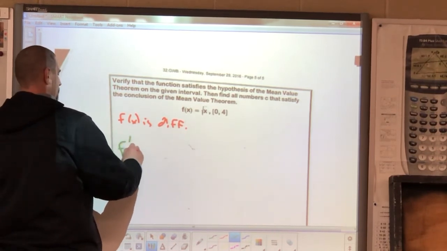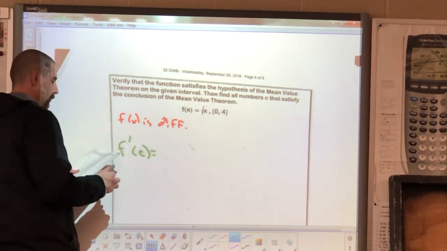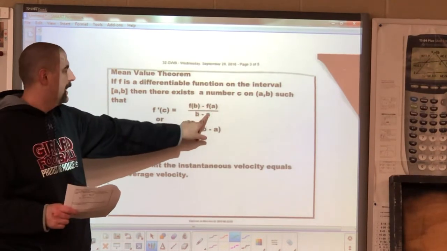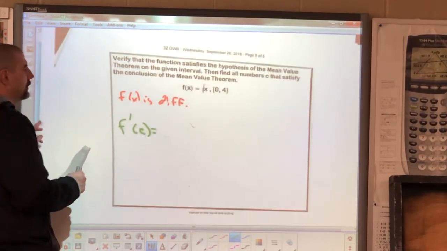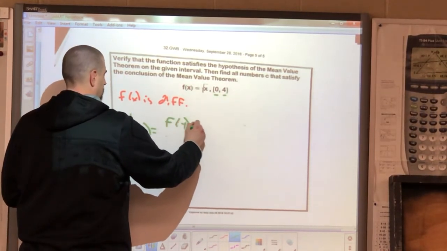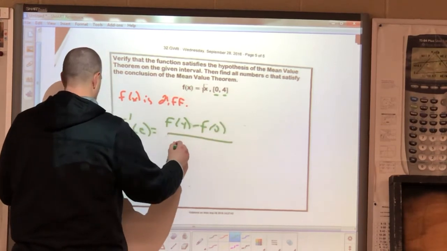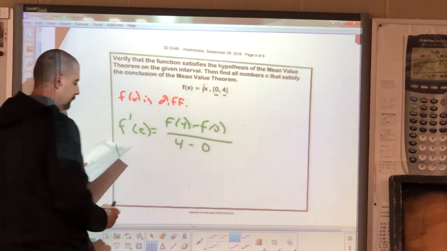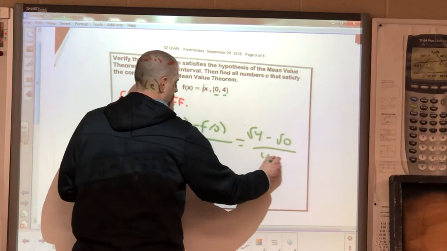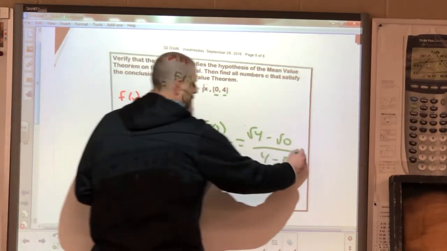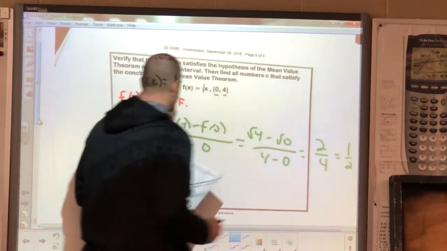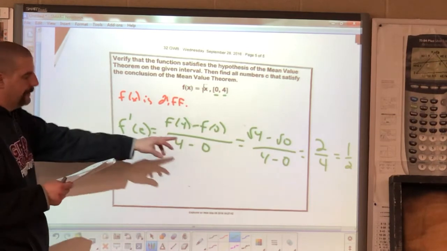So we have f prime of c equal to, again, we're going to use the mean value theorem, which says f of b minus f of a over b minus a. So here are our a's and b's. We're going to take f of 4 minus f of 0 over 4 minus 0. So we get square root of 4 minus square root of 0 over 4 minus 0. So that's going to be 2 over 4, which is 1/2. So we found f prime of c to be 1/2.